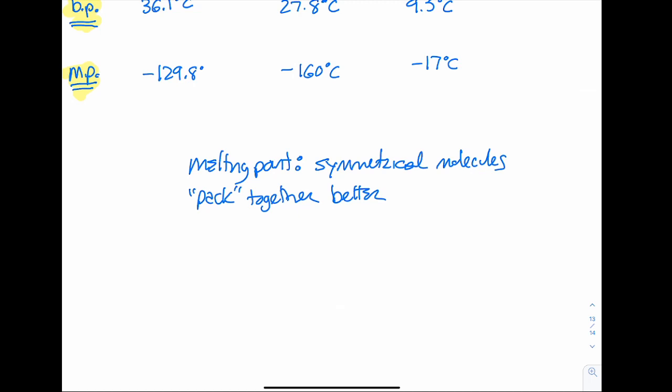Remember, in solids, the particles are really close to each other, and this goes back to your 130 days again. Liquids, not so much, because I've broken some of those connections, and then in gases, they're really far apart. So for melting point, if it's symmetrical, they pack together better. So the connections are stronger.